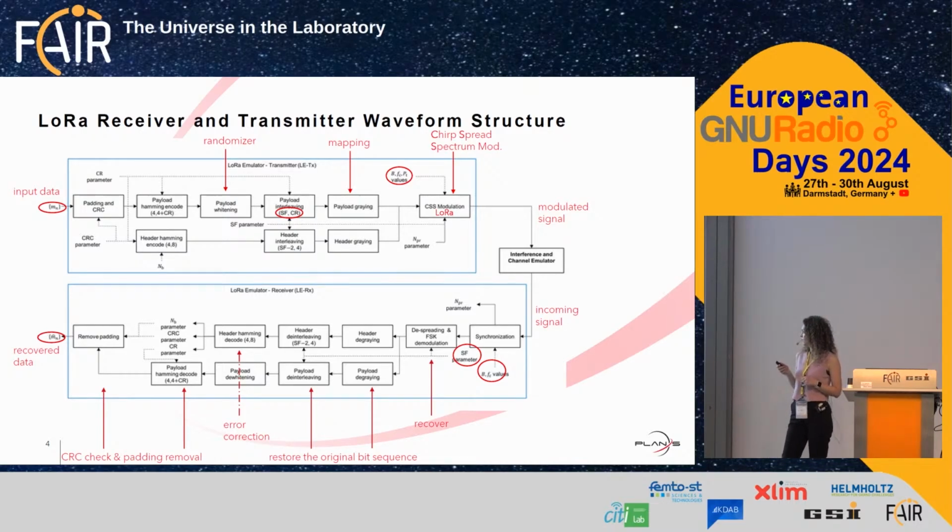And then after the incoming signal enters the receiver side, it is first synchronized. The important parameters are spreading factor and carrier frequency because of the time and frame synchronization. And then the signal undergoes the demodulation and despreading block to recover the original data. And in reverse of the transmit side's blocks, we have degraying, deinterleaving, decoding for error correction, and then CRC check and padding removal is applied, and the original data is recovered at the output.